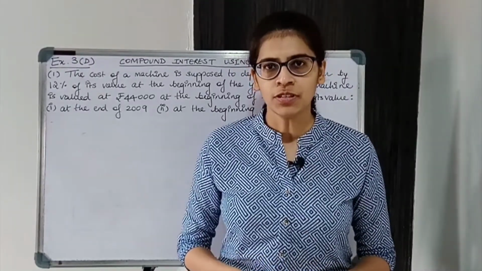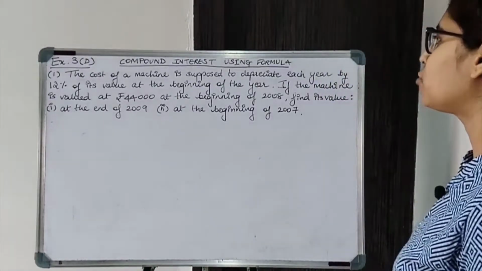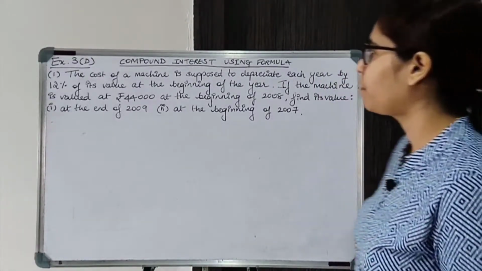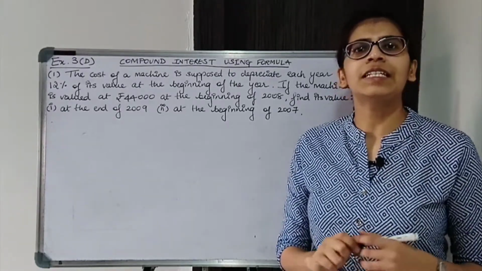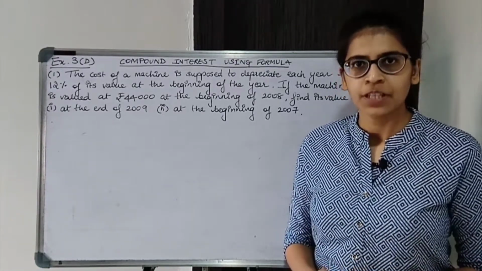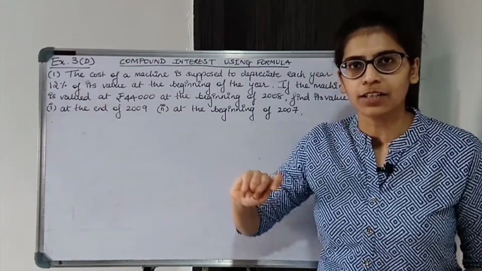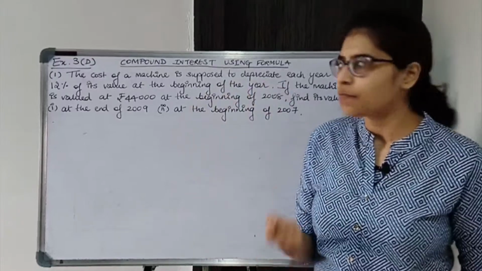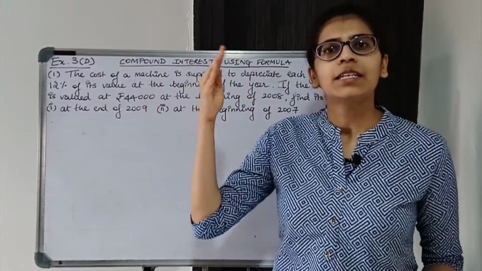Coming to the question, the cost of the machine is supposed to depreciate each year by 12% of its value at the beginning of the year. Now the cost of machine is depreciating. Depreciating means it is decreasing. So the cost of the machine is decreasing by 12% of its value. So R is 12%, at the beginning of the year. So at the beginning of each year it is decreasing.